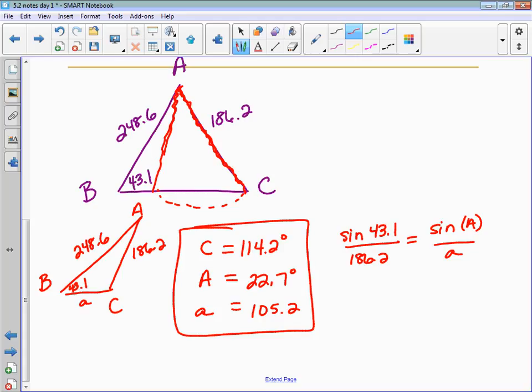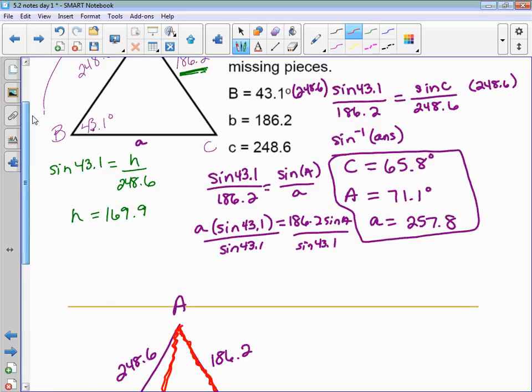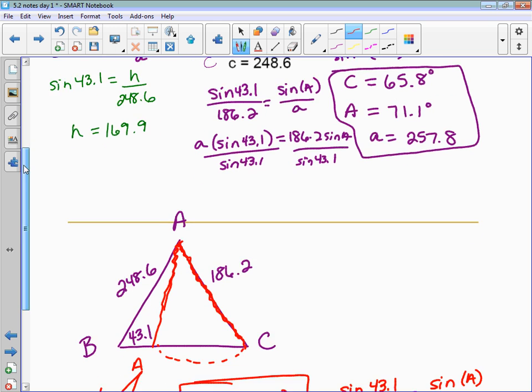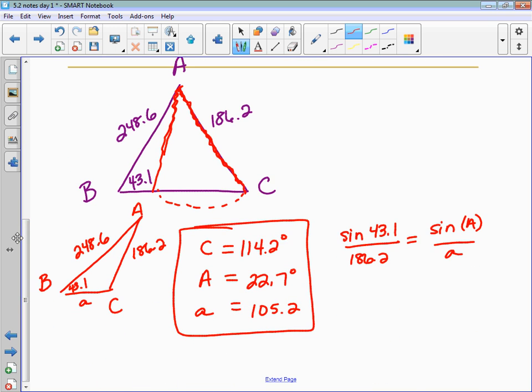Anybody questions on that one, though? So your answers, you have like two different sets. You've got C, A, and A from the first triangle, and C, A, and A from the second triangle. Okay?